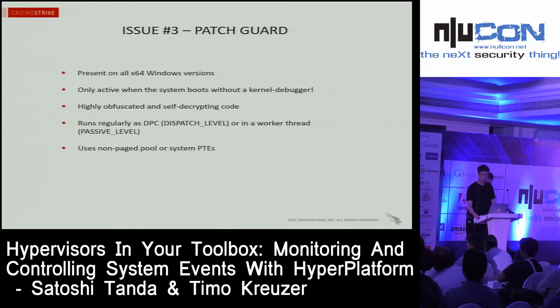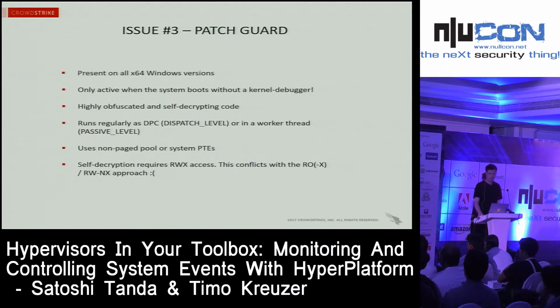And the pages on which it runs are random pages. They can be from nonpaged pool or from system PTEs, so it is really hard to detect where these pages are. And they are different pages every time PatchGuard runs. So the self-decryption mechanism requires read, write, and executable access. Otherwise, you will get an exit on every instruction that executes, and that will cause so much overhead that the system will bug check.